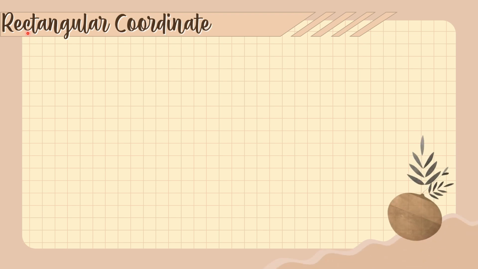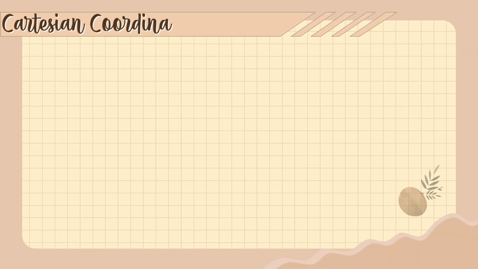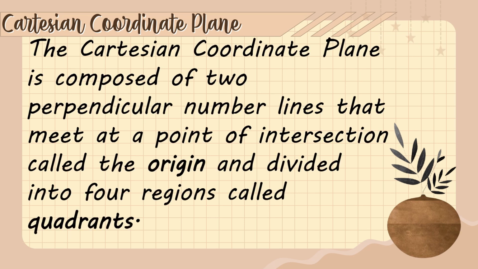Now, what is the rectangular coordinate system? The rectangular coordinate system, or the Cartesian coordinate system, is attributed to the French mathematician René Descartes, also known as the father of modern mathematics. Now, the Cartesian coordinate plane is composed of two perpendicular number lines that meet at a point of intersection called the origin and divided into four regions called quadrants.